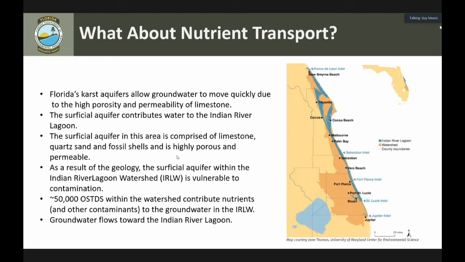The superficial aquifer in this area is comprised of Anastasia Formation coquina, which is limestone, as well as quartz sand and fossil shells, and it is also highly porous and highly permeable. And as a result of this geology, the superficial aquifer system in this area and in areas is highly vulnerable to contamination.